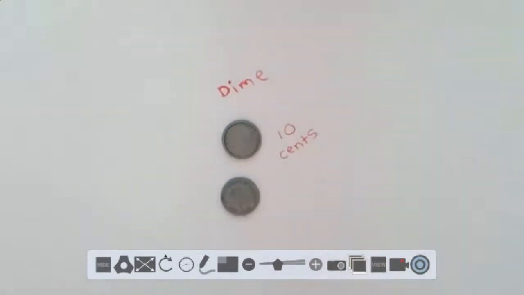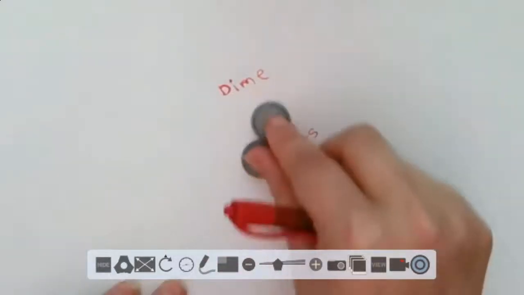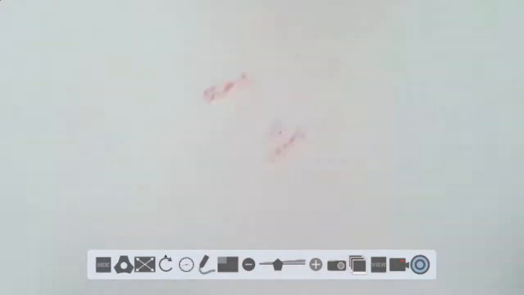And we want to keep these numbers in mind because we can figure out ways to have enough of each coin to equal another one.